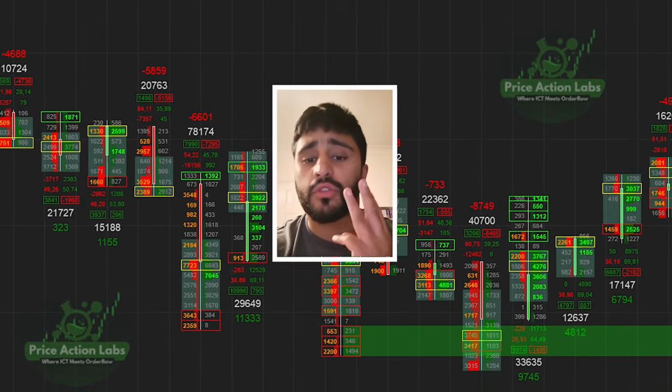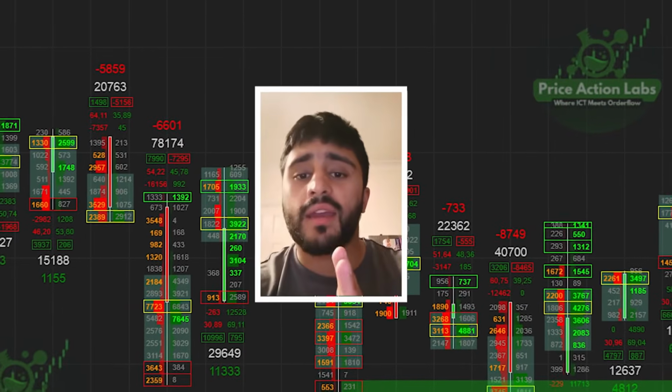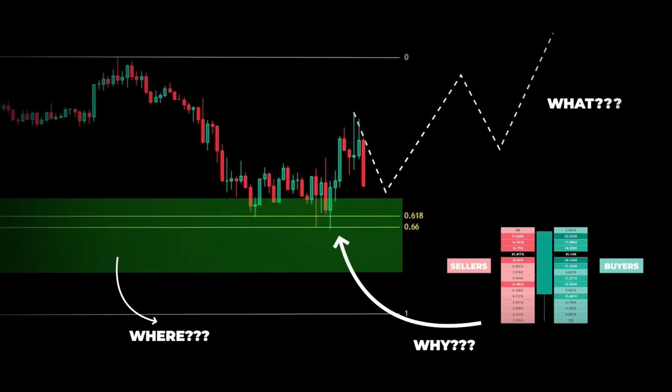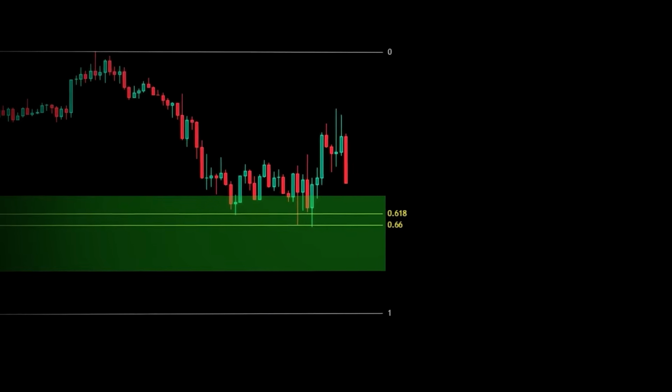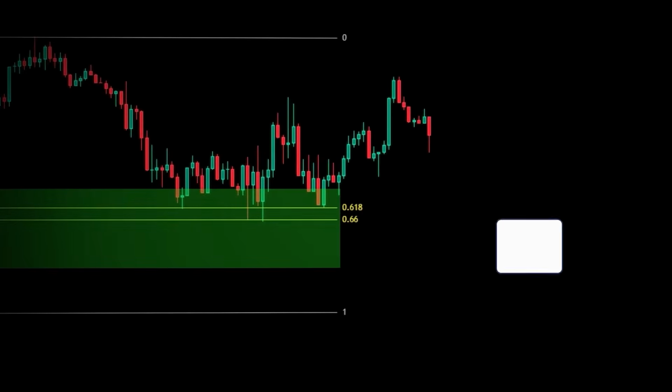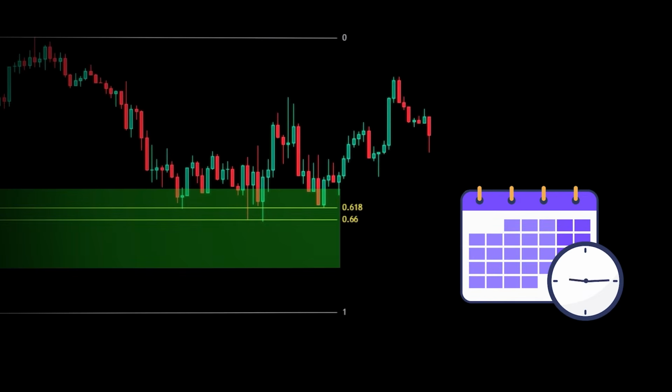So I only rely on 3 basic concepts: what, where, and why. And I've packaged this into a triple X model that allows me to find trades with high levels of precision in less than 90 minutes a day of screen time.